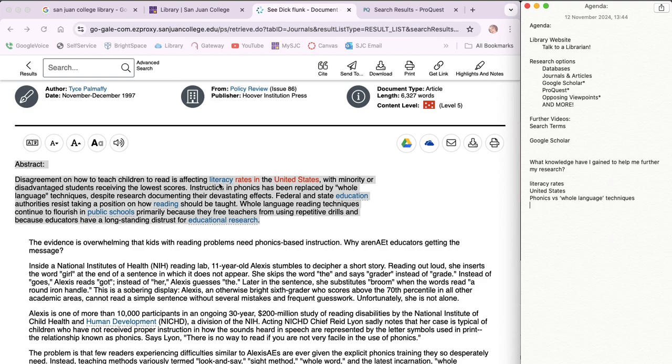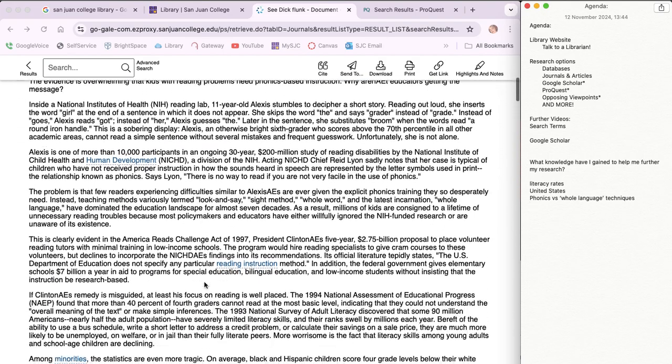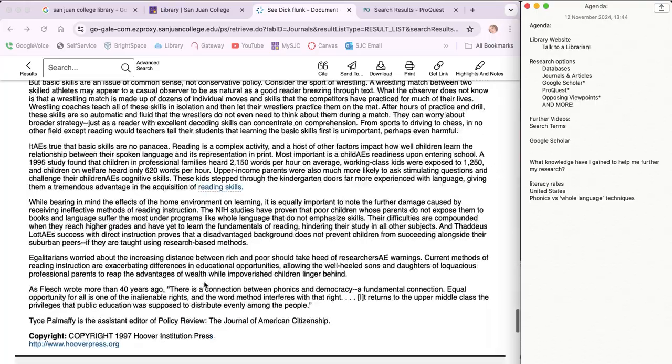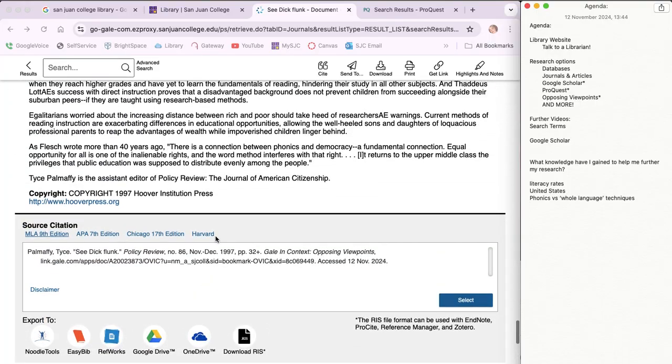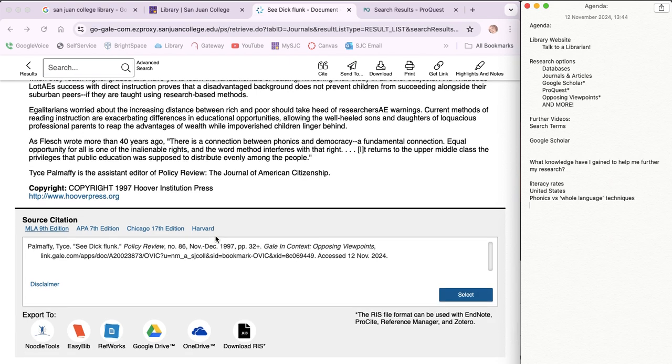But it says here federal and state education authorities resist taking a position on how it should be taught. Whole language reading techniques continue to flourish in public schools, primarily because they free teachers from using repetitive drills. Oh, so it's going to talk about that. That's what he's going to talk about in 6,000 words. He's going to give us all of that information. I really want to keep it to something like 6,000 words or so, because once we get to 30 and 40 page articles, there's just too much happening, and we can't necessarily do that.